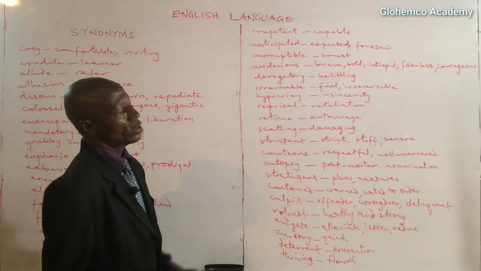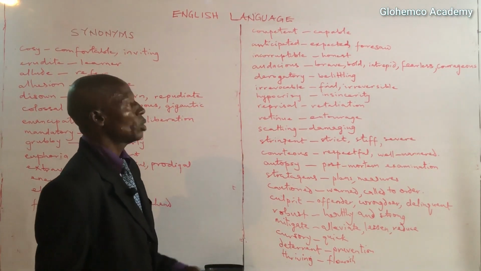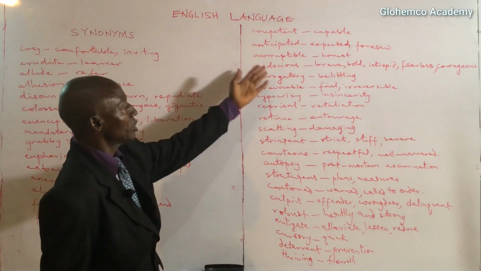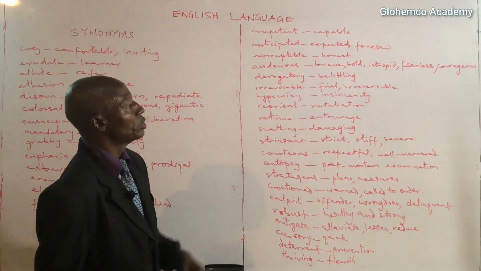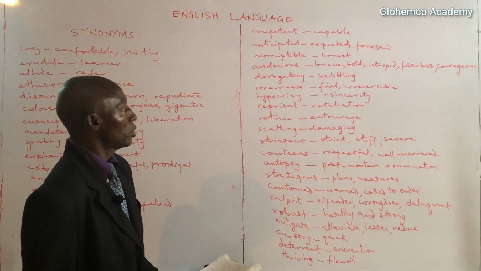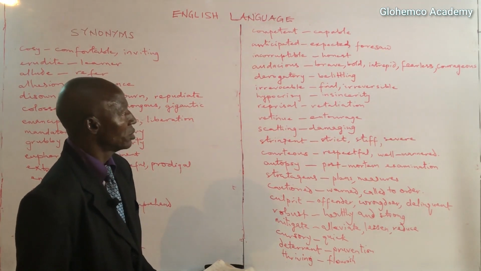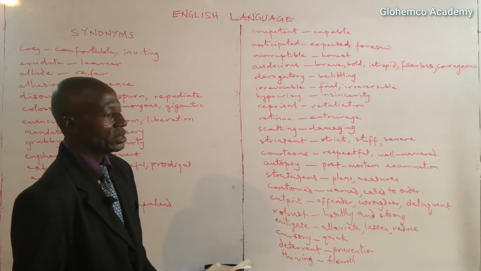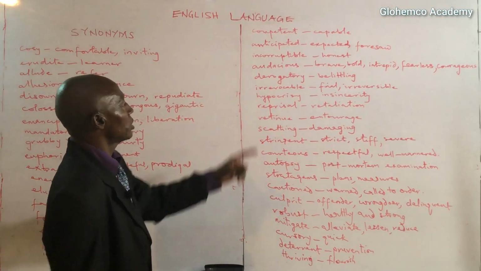Then the next one is audacious. Audacious: brave, bold, intrepid, fearless, and courageous. Alright? You are not a fearful one. You are not timorous. You are not timid. That's what it means. Alright.